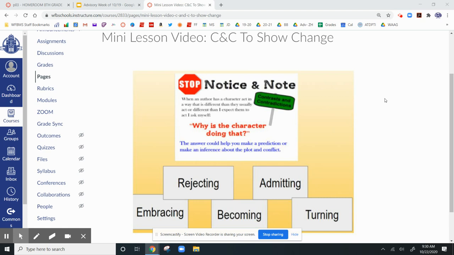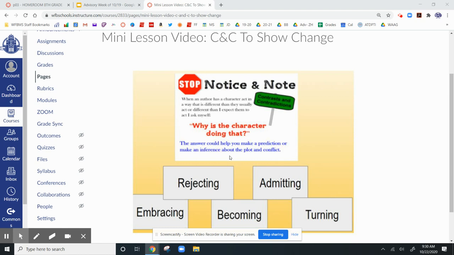But anytime you see marked change, anytime you see real development and maturation in your character, in your memoir author, they're doing something that is different than what they would be doing earlier in the book. That's a good time to reflect on a C&C signpost. And that C&C signpost can then help you make a prediction or inference about the plot, about the conflict that is either in the past or may lay ahead, and lets you infer forward.